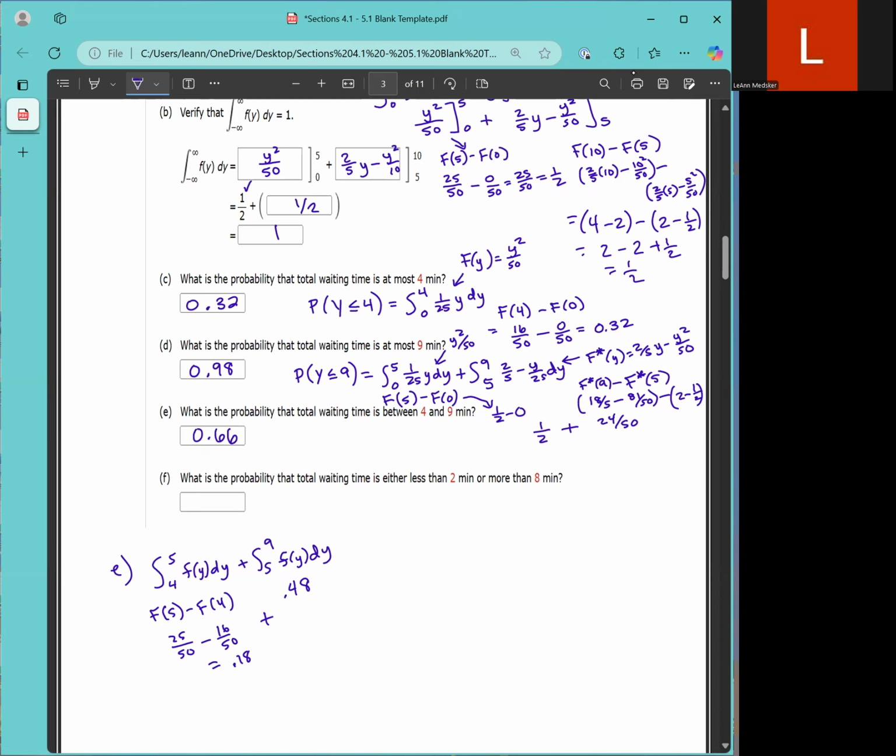Okay. And then this one is, what is the probability that the total waiting time is either less than 2 or more than 8? So that's going to be from 0 to 2 of the first half, because that's that piece part. And then you'll have from 8 to 10 of your second half, which again, we have functions for each of these pieces. So this one would be F of 2 minus F of 0, plus this one will be our F star antiderivative of 10 minus F star of 8. And when I worked this one out for this first part, I got 0.08. So that was this one. And for this one, I got 0.08 as well.